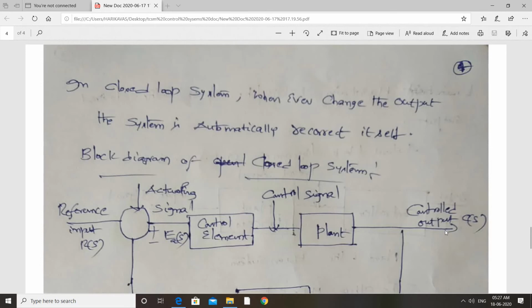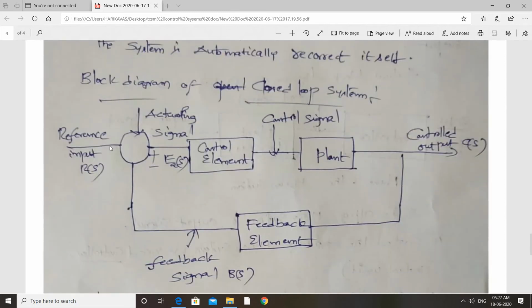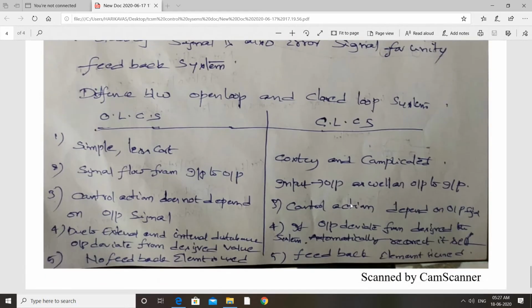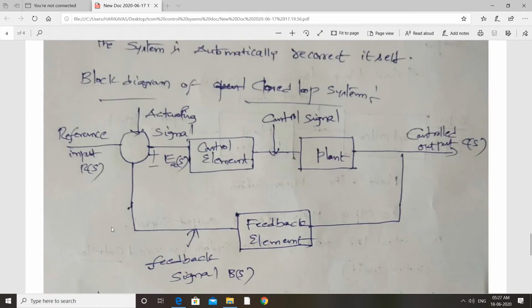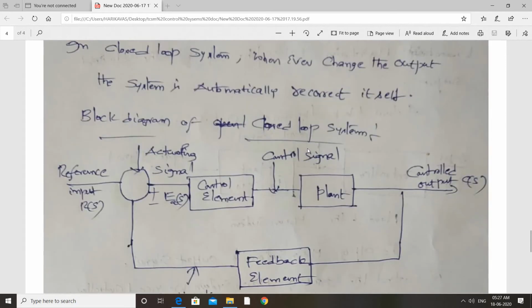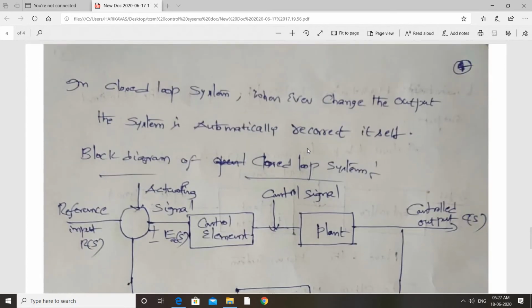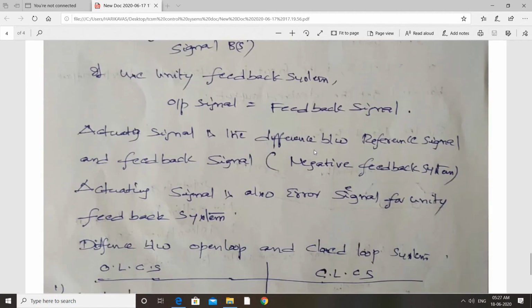But whereas in a closed loop system, continuously we are getting the feedback from the outputs. So continuously feedback from the outputs is compared with the reference value and changes the actuating signal. So that's why here the control action depends upon outputs. So that is the third one. That's why this mechanism is there in the closed loop system. Whenever the output deviates, the system automatically recorrects itself.